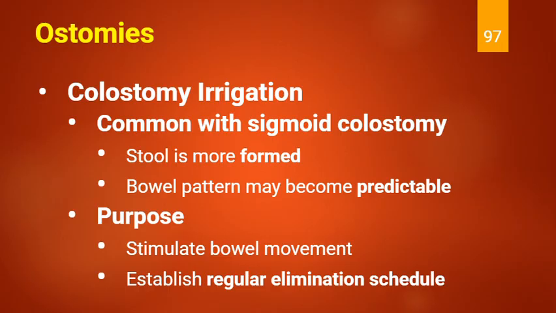Patients with a sigmoid colostomy often develop a more predictable bowel pattern because stool in this portion of the colon is usually more formed. These patients may perform colostomy irrigation, which involves introducing water into the colon through the stoma to stimulate bowel evacuation at a regular time. The goal is to establish a predictable bowel pattern, giving the patient greater control over elimination.